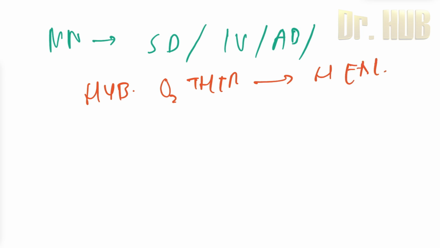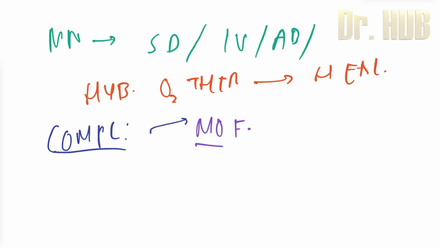So what are the complications of necrotizing fasciitis? Complications include multi-organ failure, then septic shock, loss of extremity, severe scarring, toxic shock, and it can ultimately lead to death.